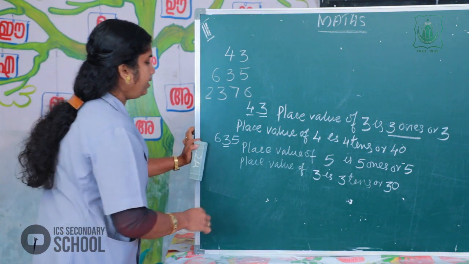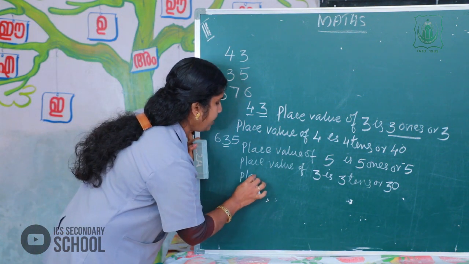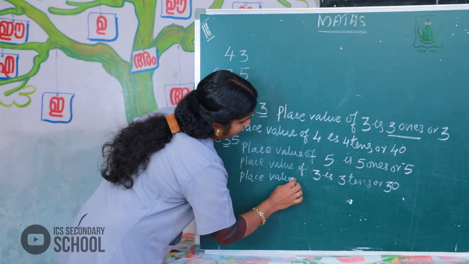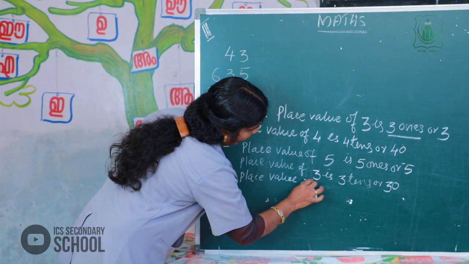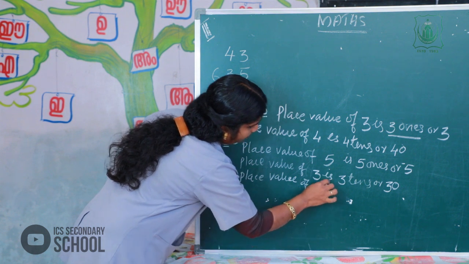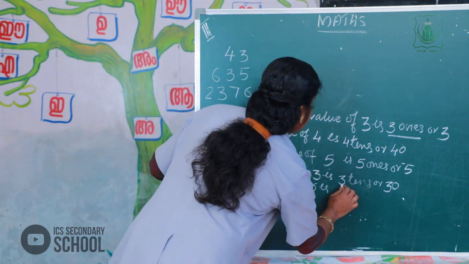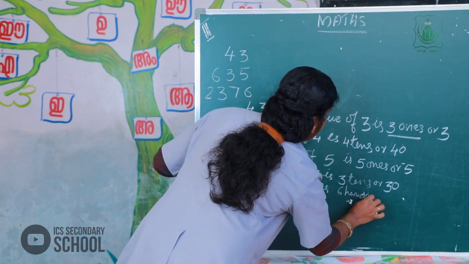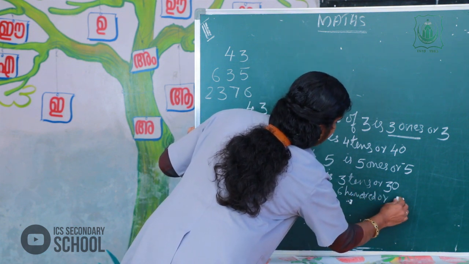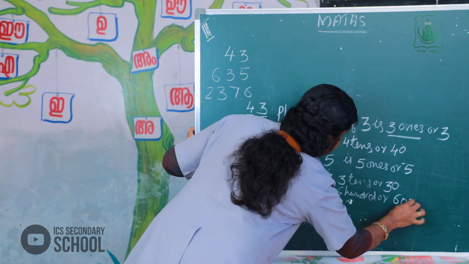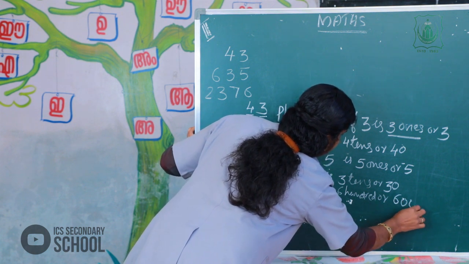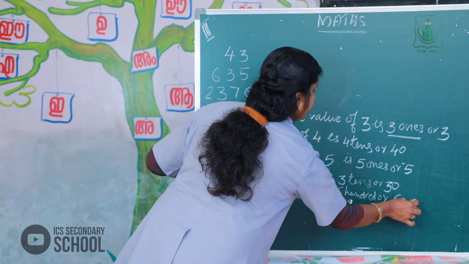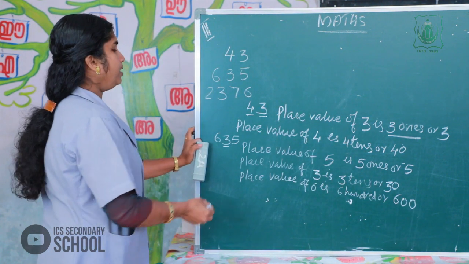Okay. Next, the place value of 6 is 6 hundreds or 600. Okay. Next.